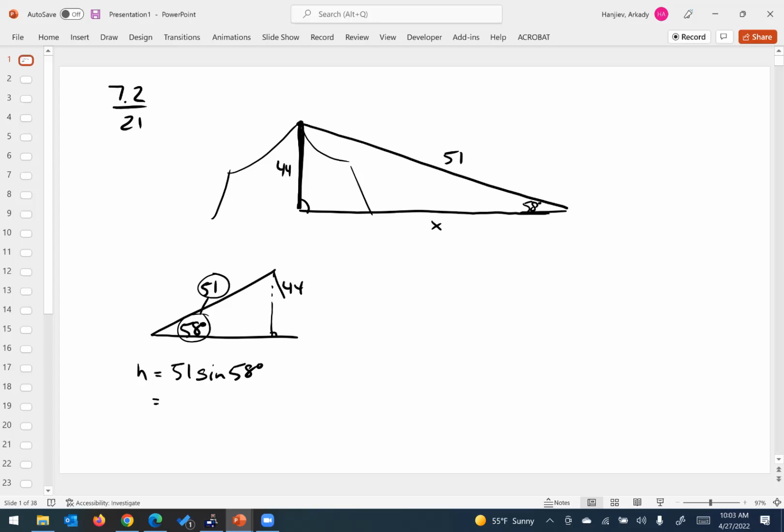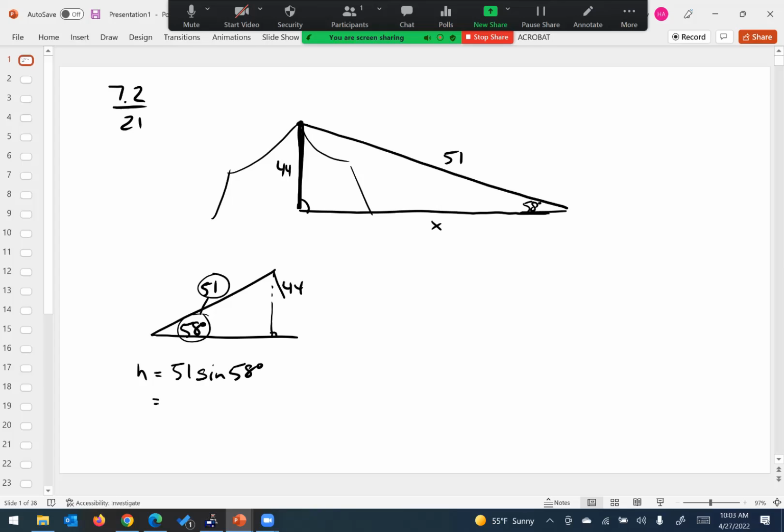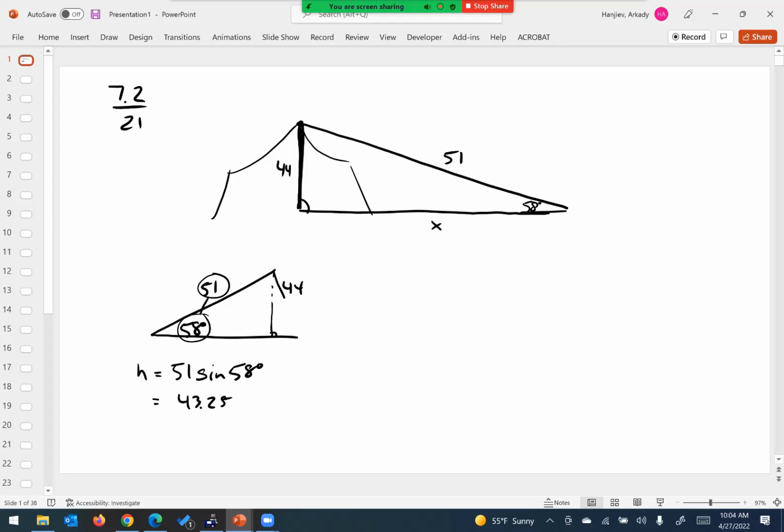43.25. 43.25, okay. Do we have enough? Barely. Yeah, barely. And it should be that way because it's a tent pole that's fixed.